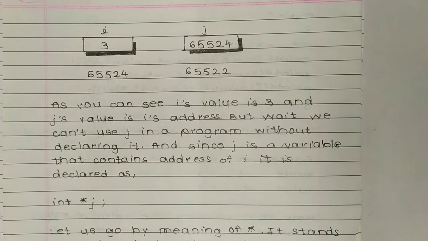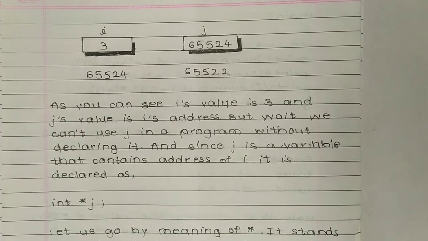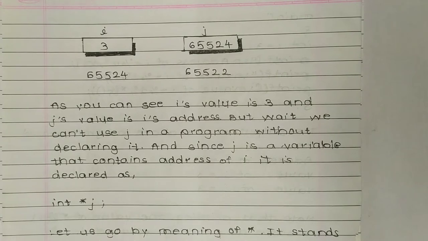So these are two blocks in which we get the value of i. As you can see, i's value is 3. So the value stored in i is 3, and j's value is i's address. i's address is 65524. So j's value is i's address.